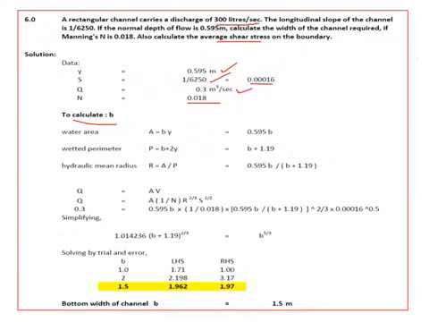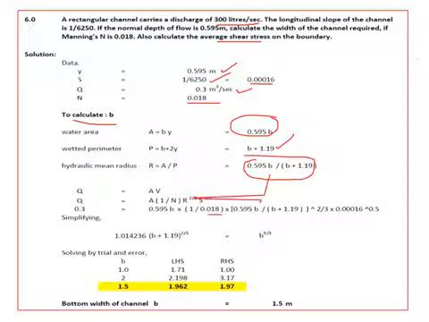So as usual, since the width is unknown, it remains as B. So Y is given, so area is 0.595 B, and P is B plus 2 times Y. So therefore you take the ratio A by P, so that gives this equation. Now you know that Q is equal to A into V, because Q is given 0.3, area is 0.595 B, 1 by n is given, R you can substitute from this equation, to the power of 2 by 3, and S to the power of half. So you get this equation.